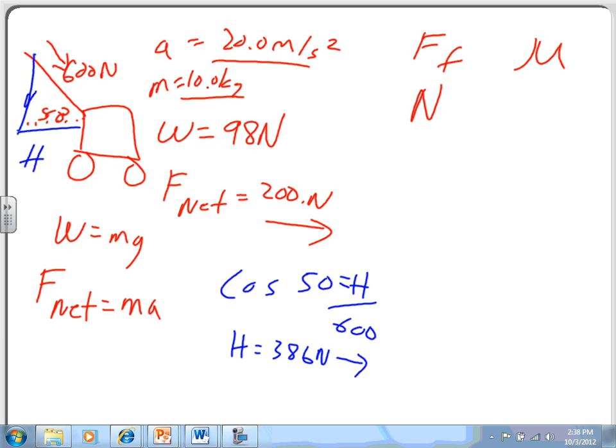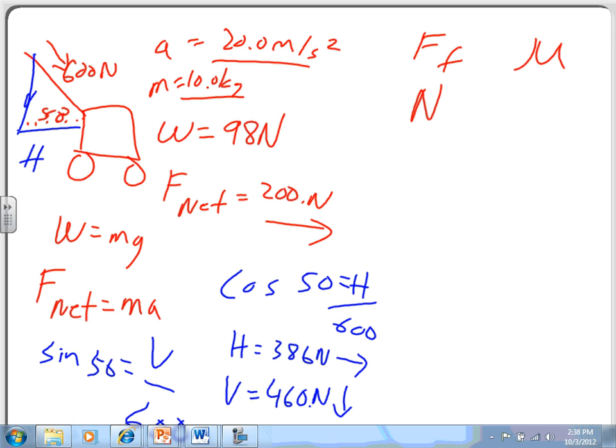To find our vertical, we'll do the sine. And we'll say the sine of 50, and that's a 50, trust me on that. The sine of 50 equals our vertical over 600. All right, so sine of 50 times 600. Our vertical force is 460 newtons. I'm going to write that here. And that vertical force is against the ground.